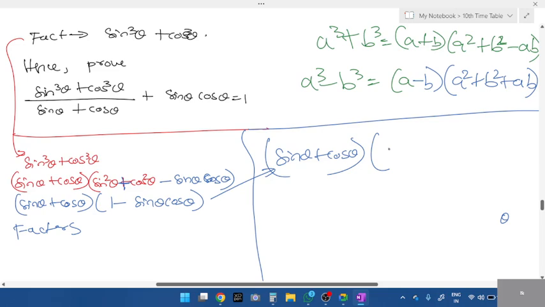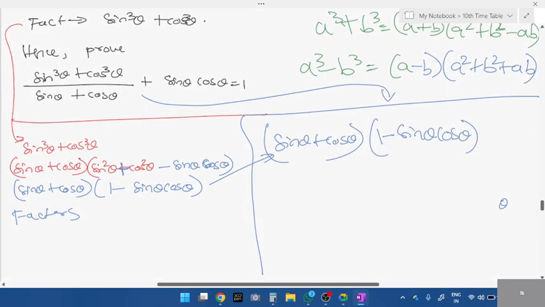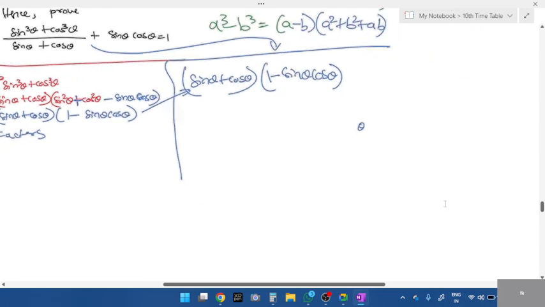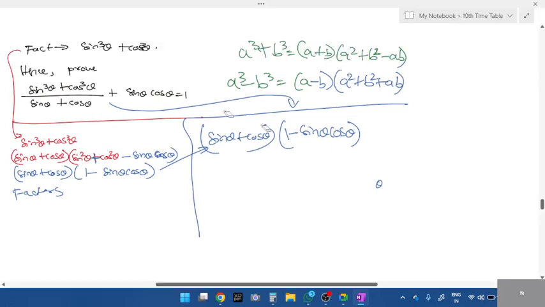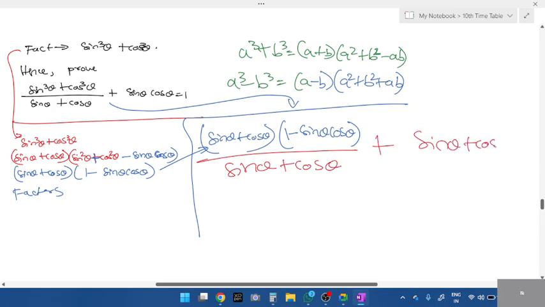Divided by, respond students, sorry, multiplied by 1 minus sin theta cos theta. I'm solving this question. Yeah, what are we getting, students? Divided by sin theta plus, look at the question, sin theta plus cos theta.